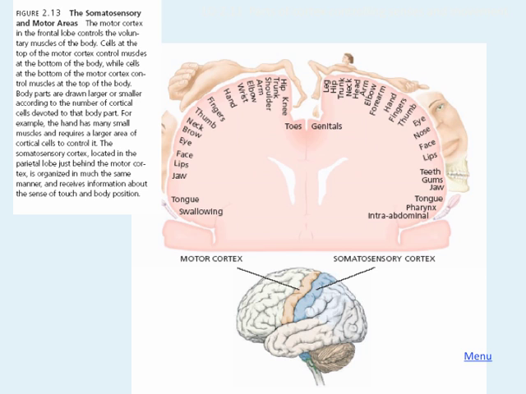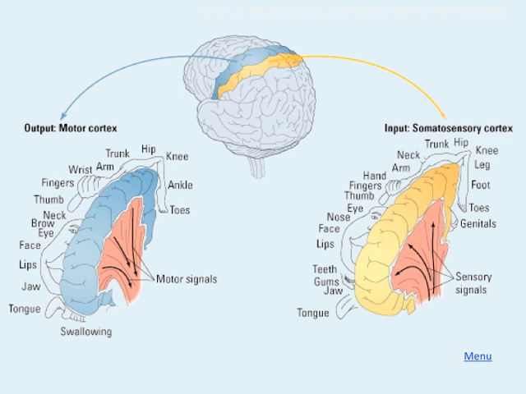The somatosensory cortex, located in the parietal lobes just behind the motor cortex, is organized in much the same manner. It receives information from the sense of touch and body position. If you look below the creepy diagram, you're going to see where in the parietal lobes we have a motor cortex and a somatosensory cortex. Now, the somatosensory cortex is highlighted in blue, and that's exactly what's being described above it, with the toes, the eyes, the fingers, and the thumbs.